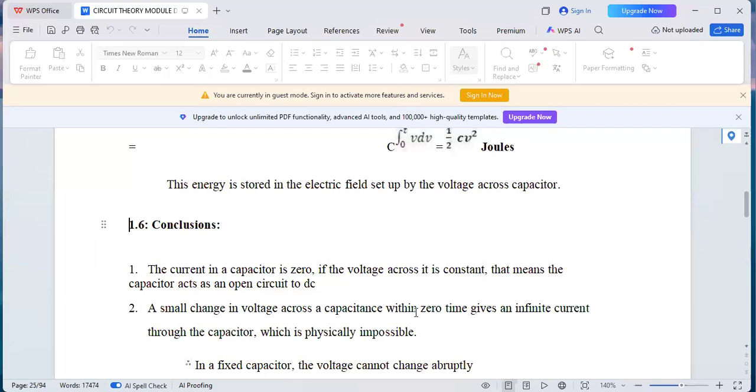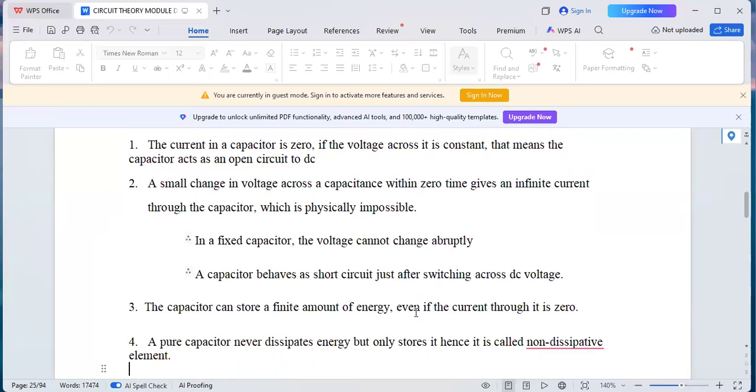A small change in voltage across a capacitor within zero time gives an infinite current through the capacitor, which is physically impossible. By the way, the same is true for the inductor and the capacitor. In a fixed capacitor, the voltage cannot change abruptly. The capacitor behaves as a short circuit just after switching across DC voltage.